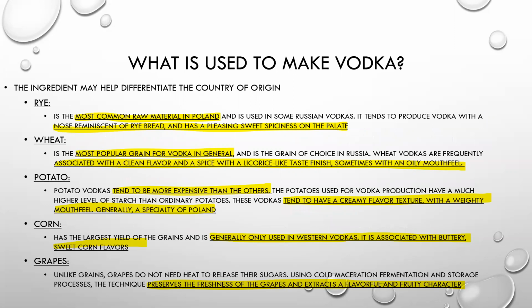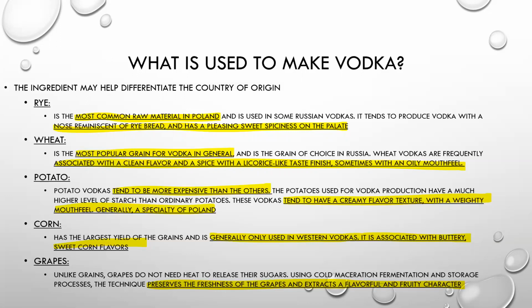You'll see wheat, which is probably the most popular in general, and it is the grain of choice for sure in Russian vodkas. Wheat vodkas are frequently associated with a clean flavor, and spice, with almost a licorice-like taste and finish, with a little bit of an oily mouthfeel, depending on the temperature of it. Potatoes are typically a bit more expensive. The potatoes used for vodka production have a much higher level of starch than ordinary potatoes. So these tend to have a creamy flavor texture with a weighty mouthfeel, generally a specialty of Poland.